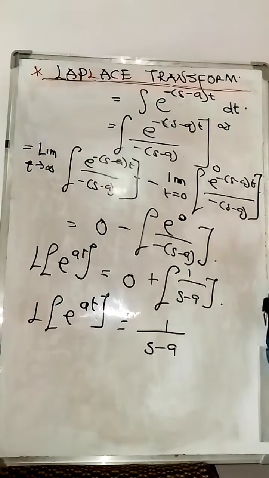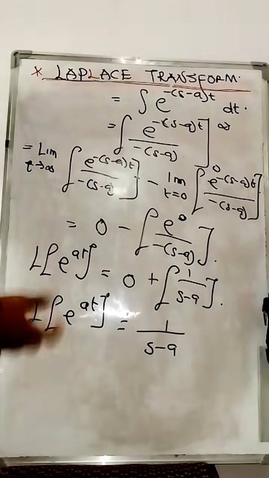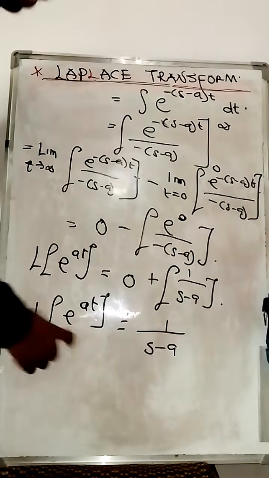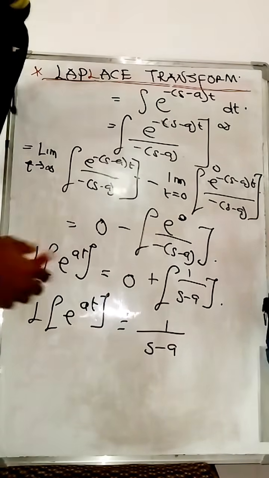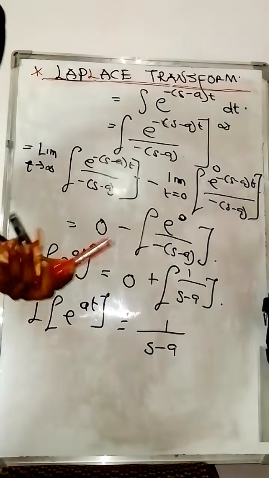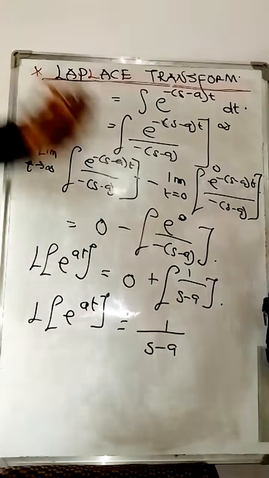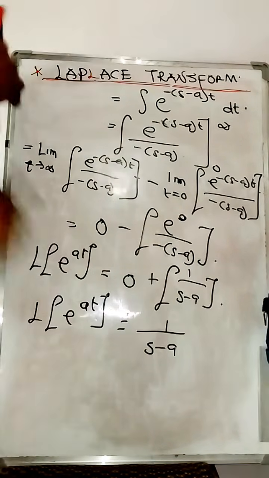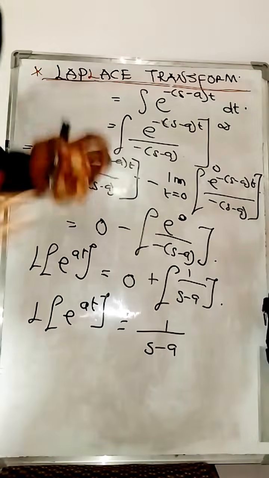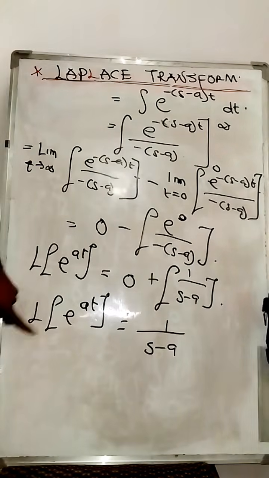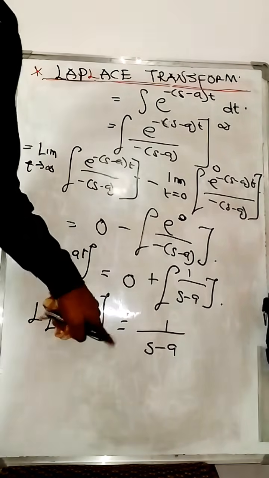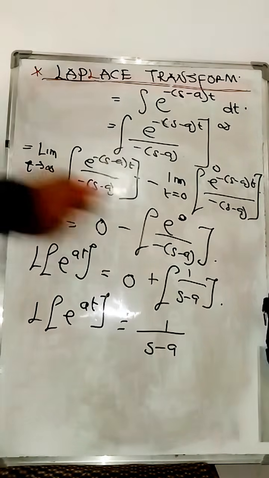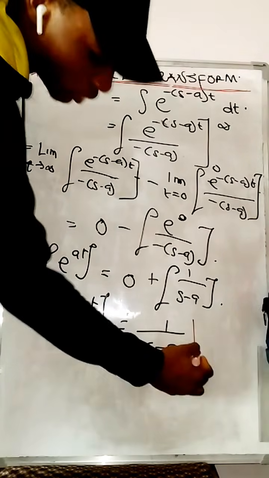So basically the Laplace of the exponential of at is equal to 1 divided by s minus a. S is a variable, a is a constant. S does not take a value, but a takes a value. A can be any constant, can be 3 or 4 or 1, it can be any constant. So the Laplace of the exponential of at is 1 divided by s minus a.